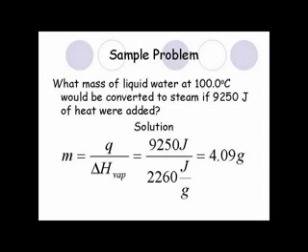We're going to rearrange the equation so that our mass is equal to Q divided by our latent heat of vaporization, Q being heat. So our 9,250 joules is on top, divided by 2,260 joules per gram. The joules will cancel. 1 over grams is a gram, so we know we set this equation up correctly. And the amount of liquid water at 100 degrees Celsius that can be converted to steam if 9,250 joules of heat are added is 4.09 grams.